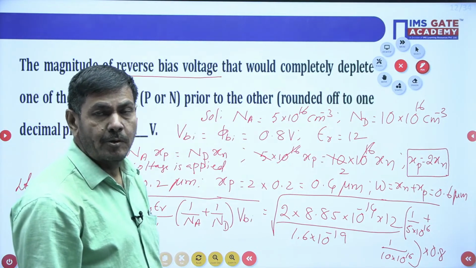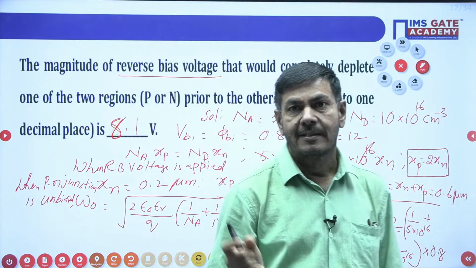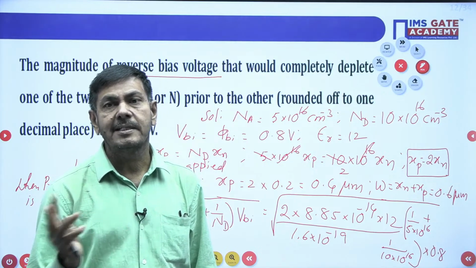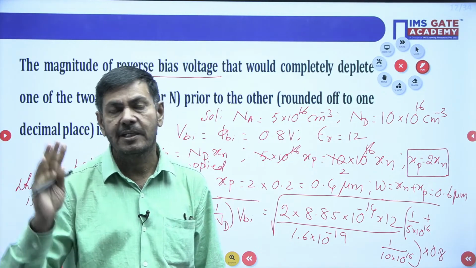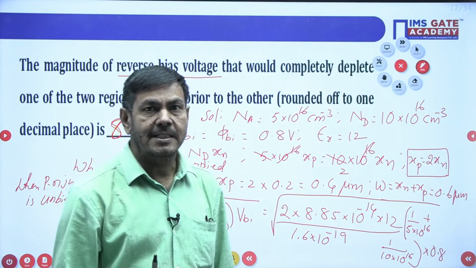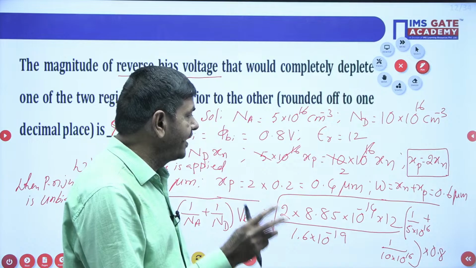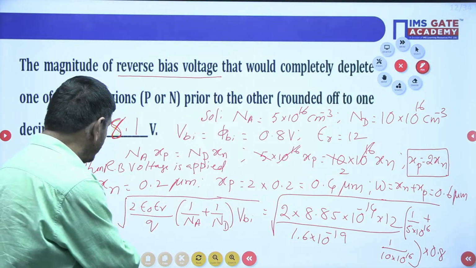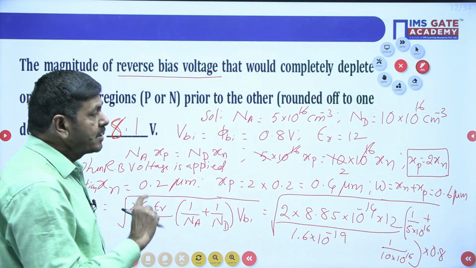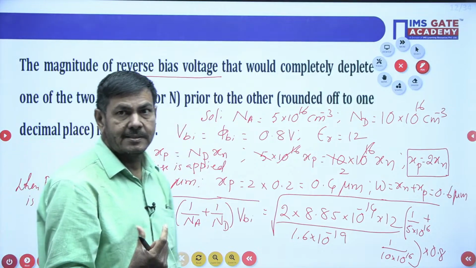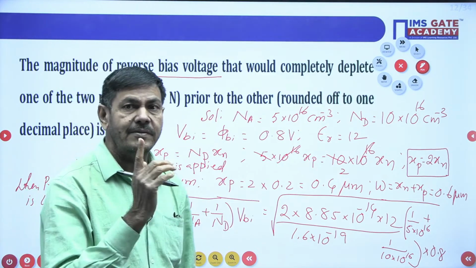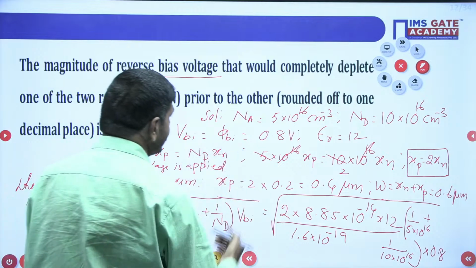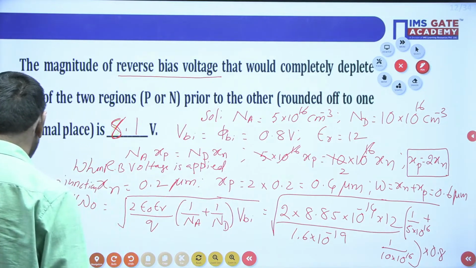But try to understand, in the problem a PN junction diode is given. When the reverse bias voltage is applied, one of the regions will be completely depleted. In this case, we first calculate the W value when it is biased, then the W value when it is unbiased. By using the W formula, we divide and get the VR value. In such a way we need to tackle this question. I think you followed. Once again you practice, you will follow. Next one.